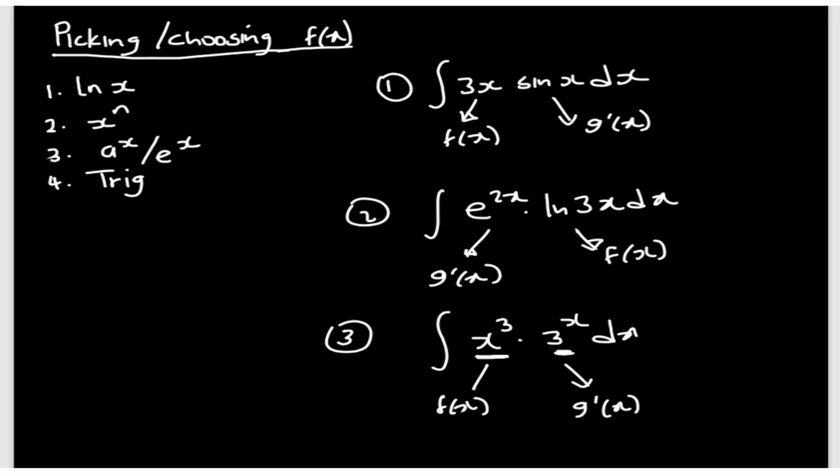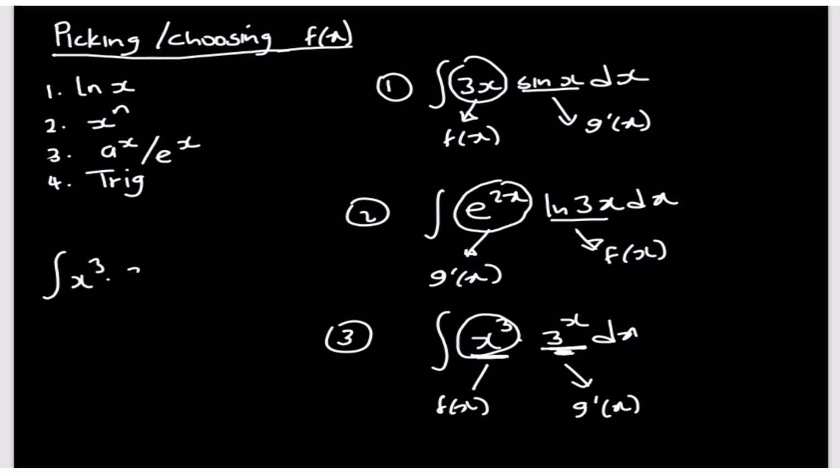Do you see? So guys, if you check all these equations, they are different. I have x exponent n times trig. I have exponential function times a ln function. I have x exponent n times exponential function. You see? So you can't, for example, if I'm given x cubed times 3x.